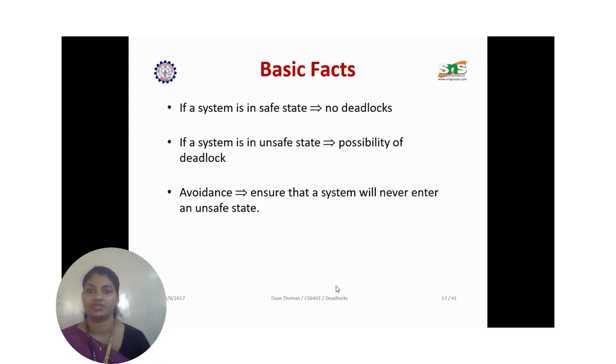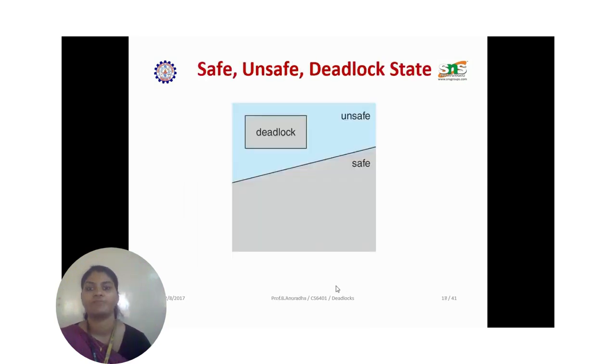These are some basic facts. If a system is in safe state, that implies there are no deadlocks. If a system is in unsafe state, there is a possibility of a deadlock. Avoidance implies ensuring that a system will never enter an unsafe state.